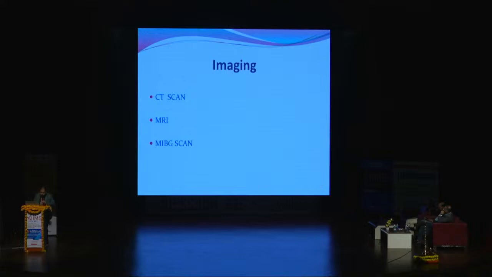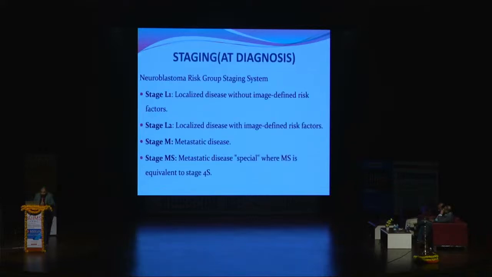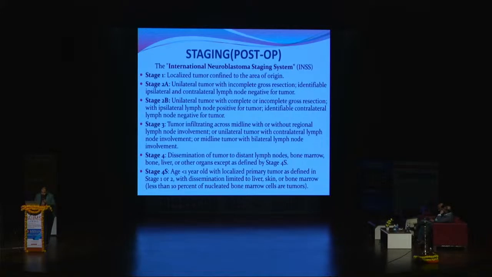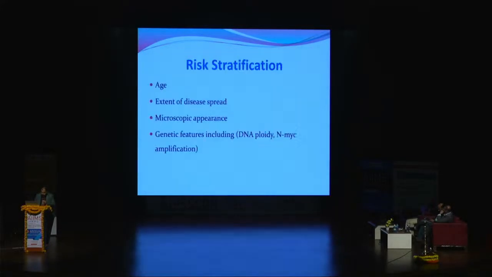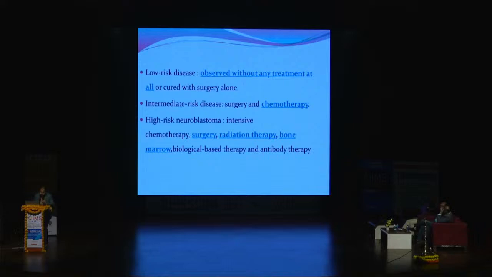Coming to the imaging part, CT scan, MRI and MIBG scan are used for the diagnosis. I'm not going to go into the details of the imaging. And this is the staging, which is divided into the staging at diagnosis, which is the pre-operative, and the post-operative staging. But more important than that is the risk stratification, which is based on staging plus age, extent of disease, microscopic appearance, and genetic features, which include DNA ploidy. Treatment includes chemotherapy, surgery, radiation therapy, and in some cases, bone marrow transplant.